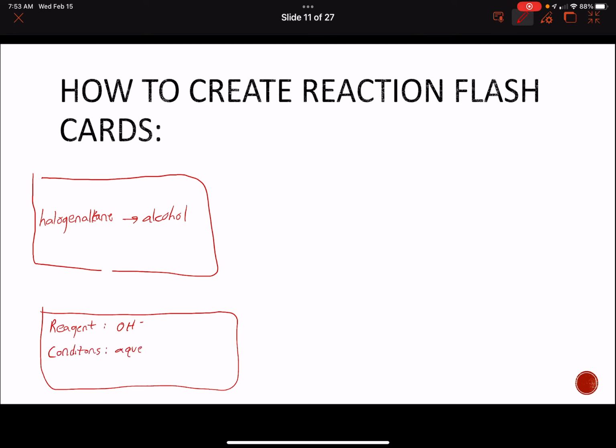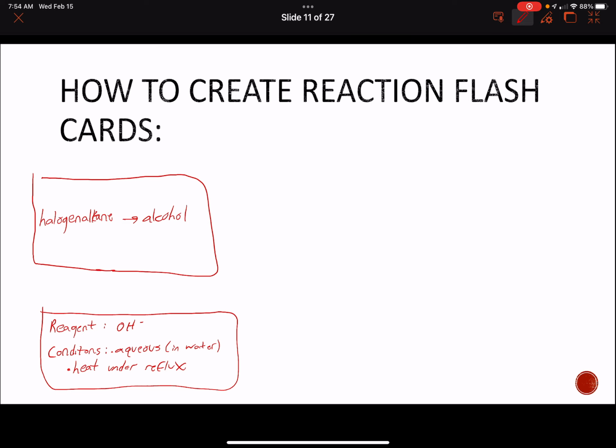aqueous, meaning in water. Your base is in water. And this is going to become really important later on, and you're going to see in the practice questions that something different is going to happen in water versus in alcohol. Aqueous conditions, and heat under reflux. So that would be the first flashcard I would make.